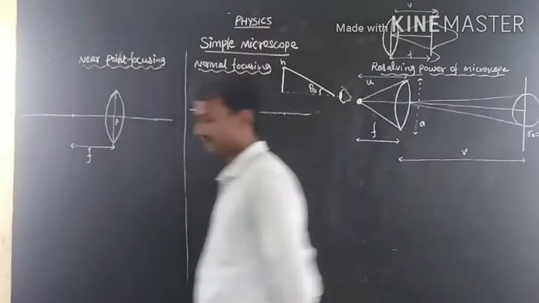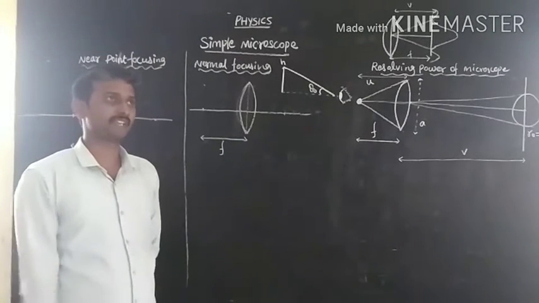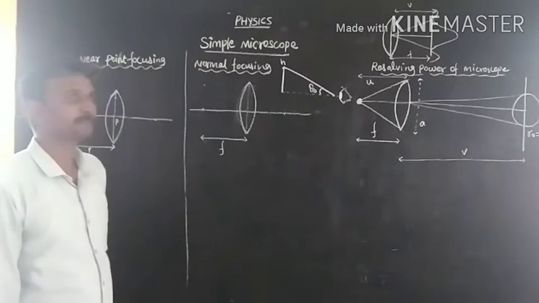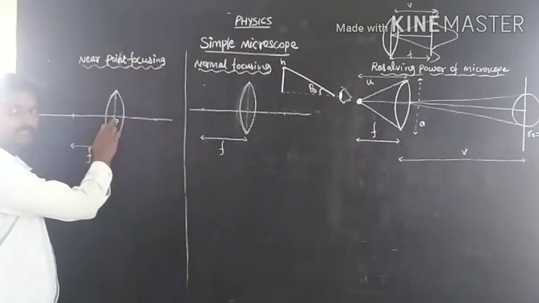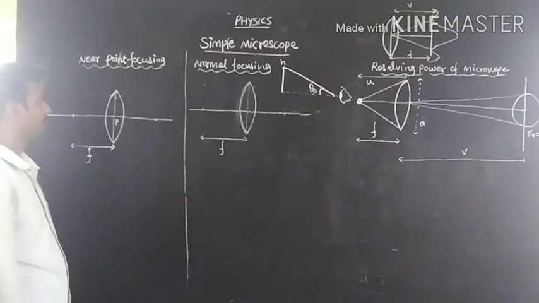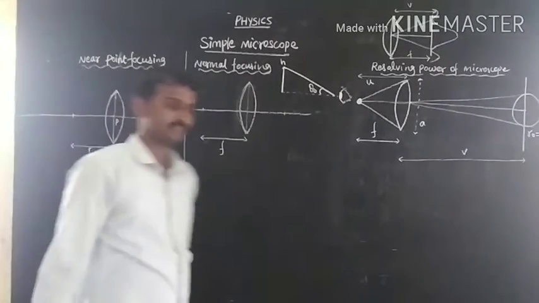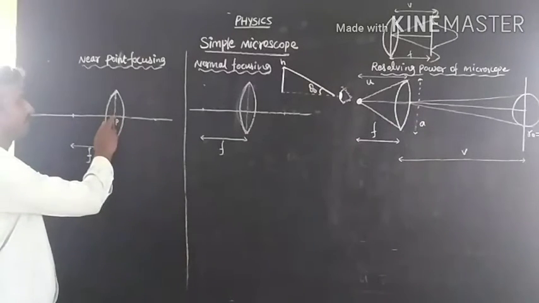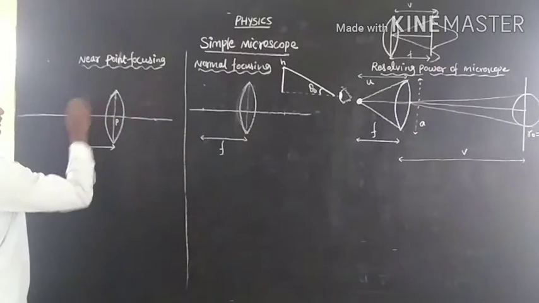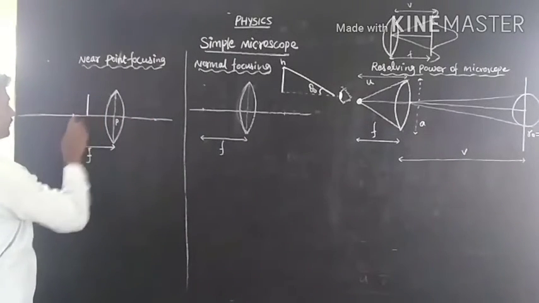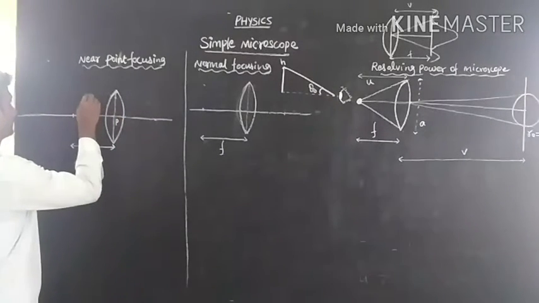Near point focusing means, to get the magnified image, the object is placed in between the principal focus and the optical center, and this type of focusing is known as near point focusing because in this setup the image is formed at the final position. Look here, suppose I am going to place the object in between the principal focus and the optical center of the lens. So this is the object.